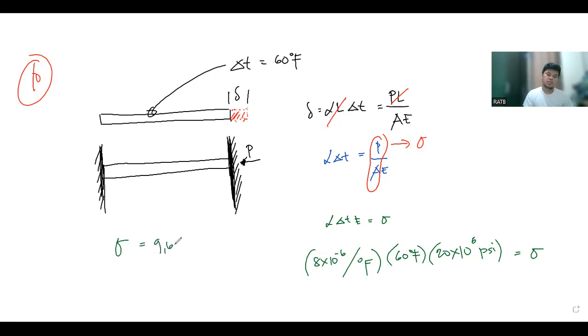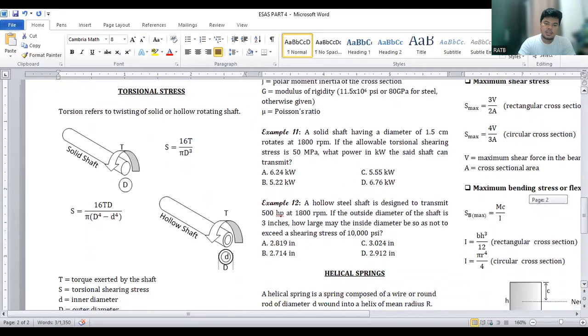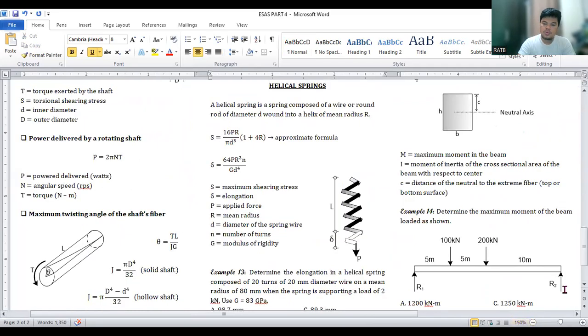so this would be 9,600 psi. Okay, so that's 9,600 psi for item number 10. Okay, so let's try to take a look at the choices. So here you are now. 9,600 psi. Okay. And then we go to the next topic.